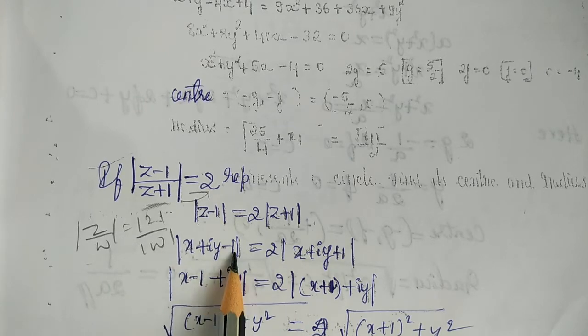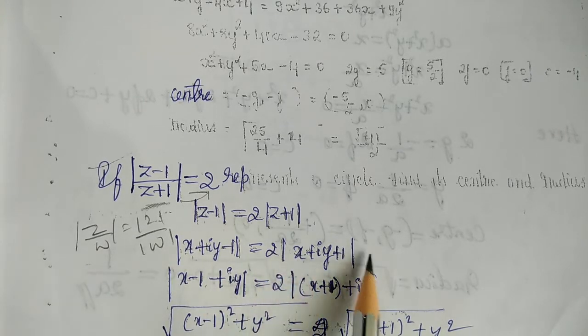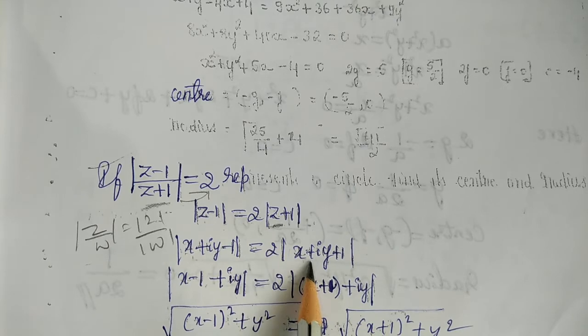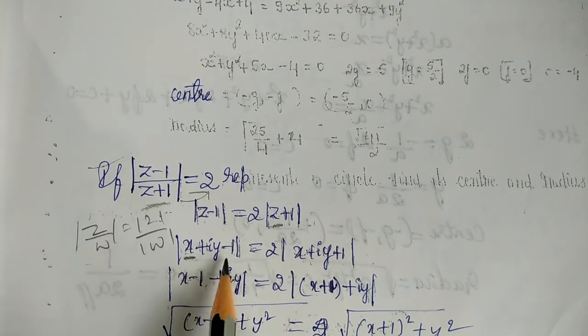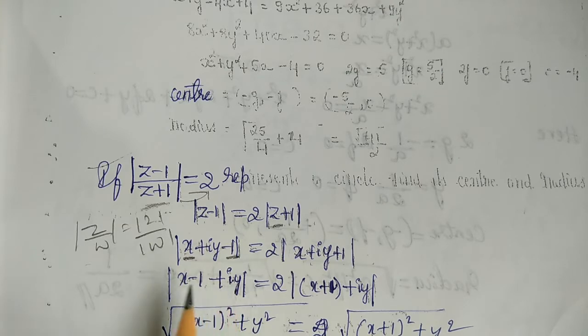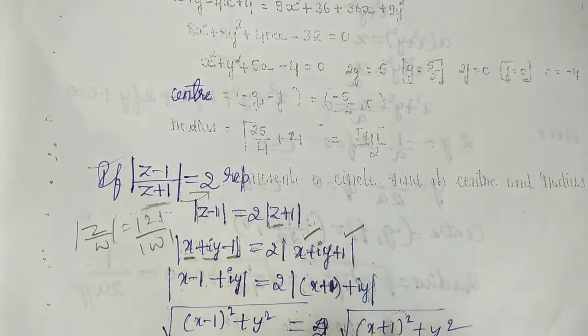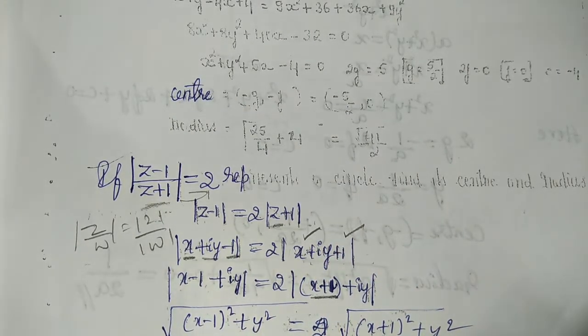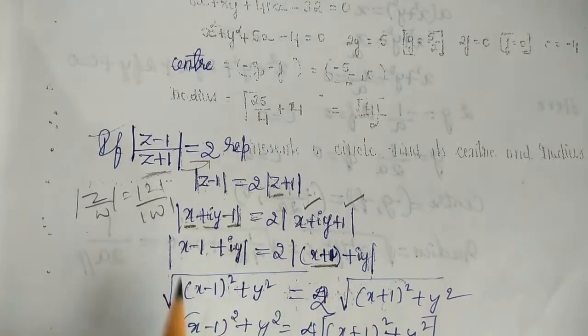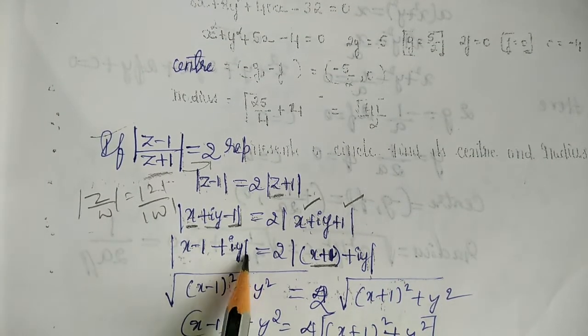Modulus of x plus iy minus 1 is equal to 2 into modulus of x plus iy plus 1. So take the parts that don't have i, that is x minus 1, plus, and having i separate, iy is equal to 2, and also here we have x and 1, therefore take x plus 1 one side plus iy. So this is in the form of a plus ib.